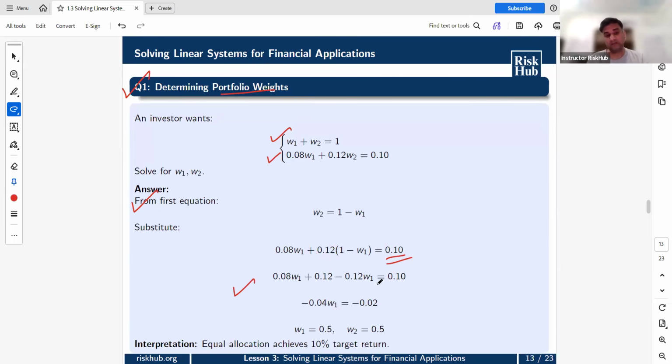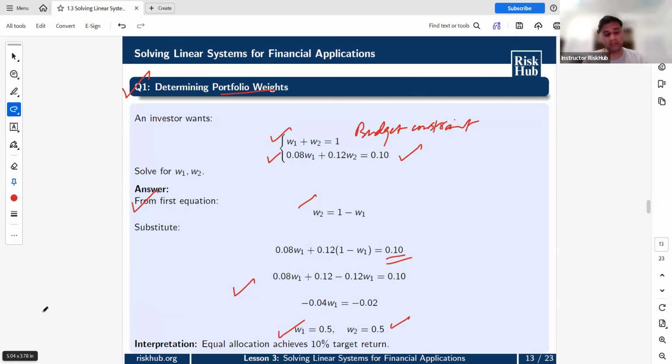And the first equation is what? The first equation is W1 plus W2 is equal to 1. This is called your budget constraint, right? Budget constraint. All capital must be allocated, no idle cash. The second equation is that the weighted average return equals the target return. You're solving it: W2 is equal to 1 minus W1, and the second equation eventually becomes W1 equals W2 equals 0.5.